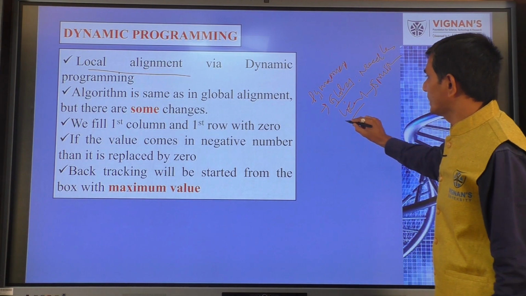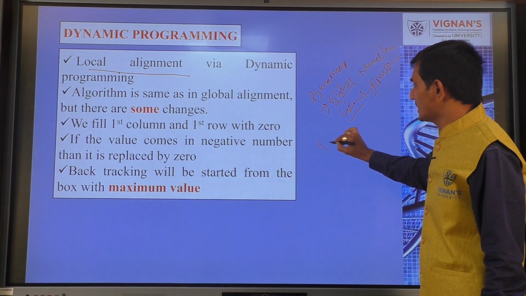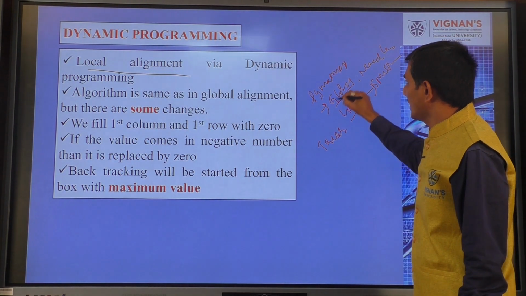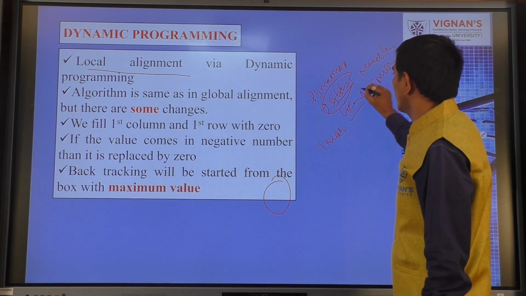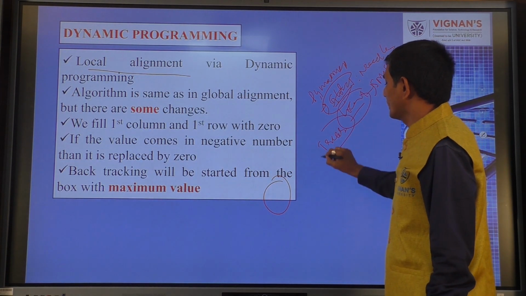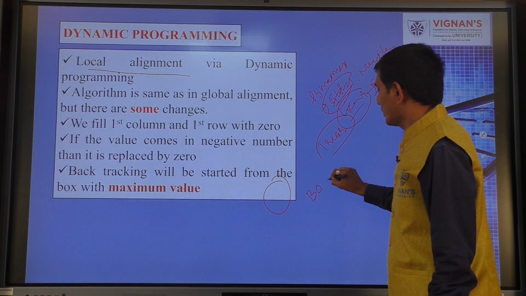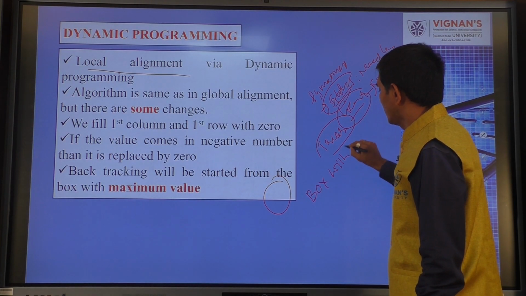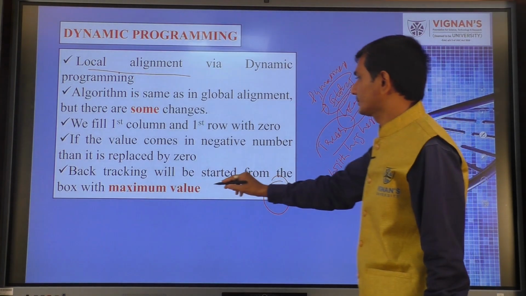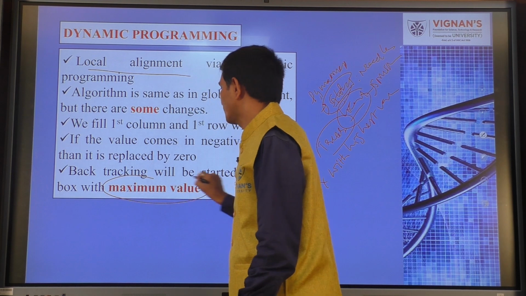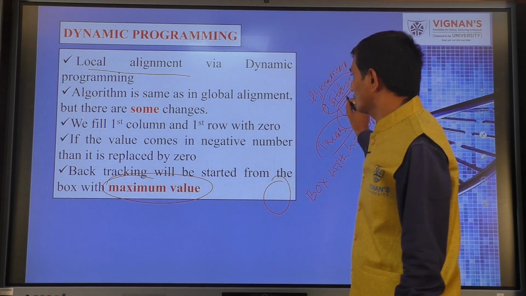So, the only difference between these two alignments is in the traceback step. In global alignment, we are going to do the traceback from the last cell, whereas in local alignment, the traceback is going to be done from the box with the highest value. It is nothing but the maximum value, the only difference between global and local.